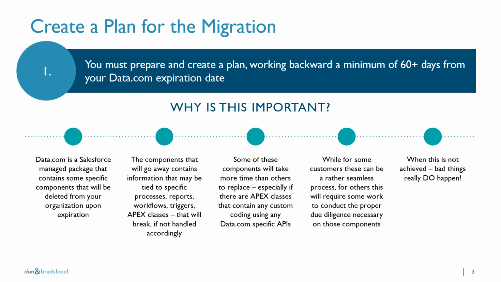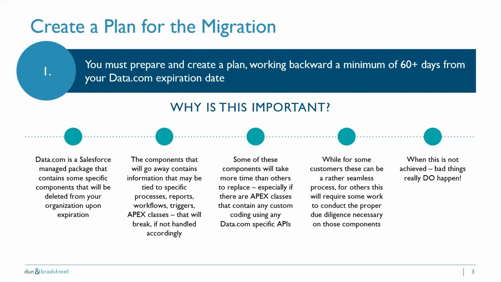The thing you should keep in mind is that you want to first look at your data.com expiration and work backward from that. We recommend at least a 60-day time frame. Sometimes it'll be more, depending on the next bullet, which is knowing about the components that are associated with data.com. The reason it gets complex is that you may have things like triggers and Apex classes and workflows that are tied to some of the data.com specific components.